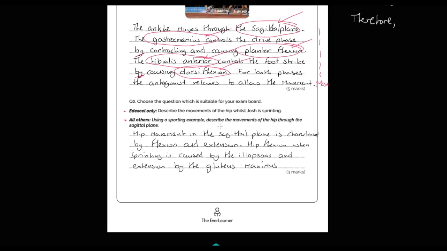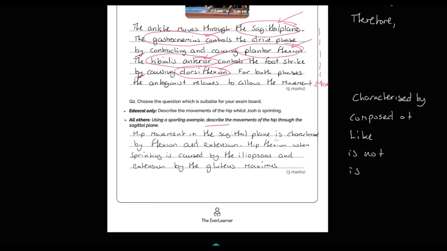Using a sporting example, describe. Now, for me, describing is giving the main details of something. Okay, so describing is things like characteristics. So we'd say things like characterized by, composed of. We might say what something is like. We might say what something is not. We might say what something is. These are all descriptive type language or connectives. So if we are describing something, we need to be showing that kind of language in our answer. So hip movement. So let me get this right. Using a sporting example, describe the movements of the hip through the sagittal plane.